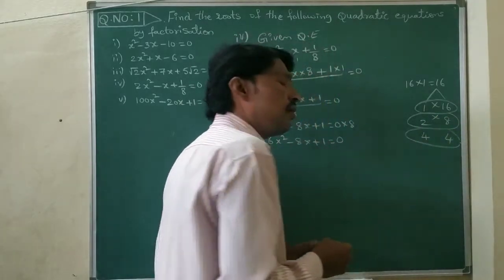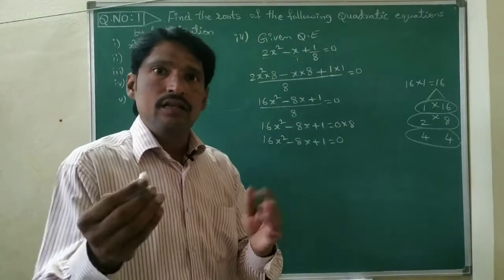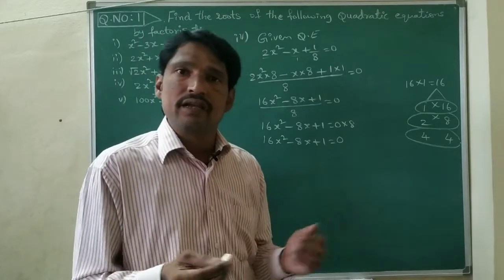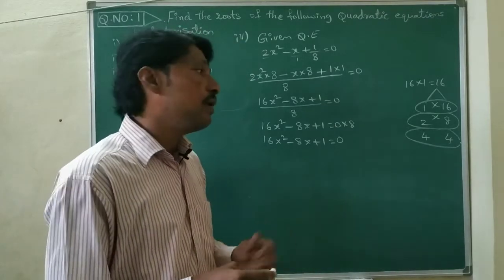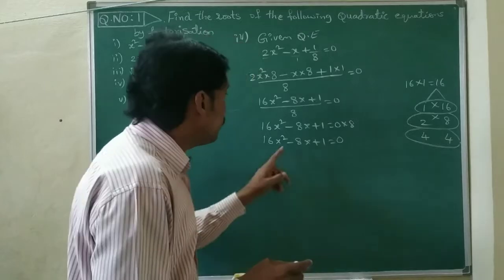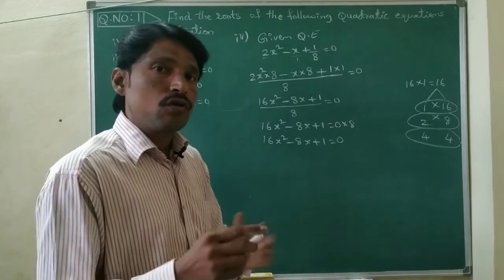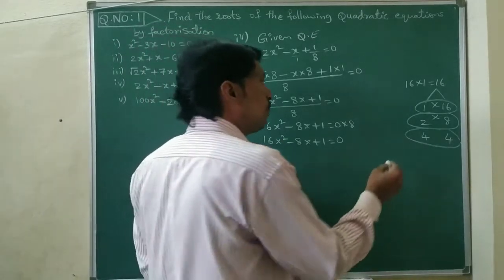This one, 4 and 4. Adding we can get 8. Subtracting we can get 0. But in adding we are getting 8, and here minus 8 is there. So both we need to give the minus.